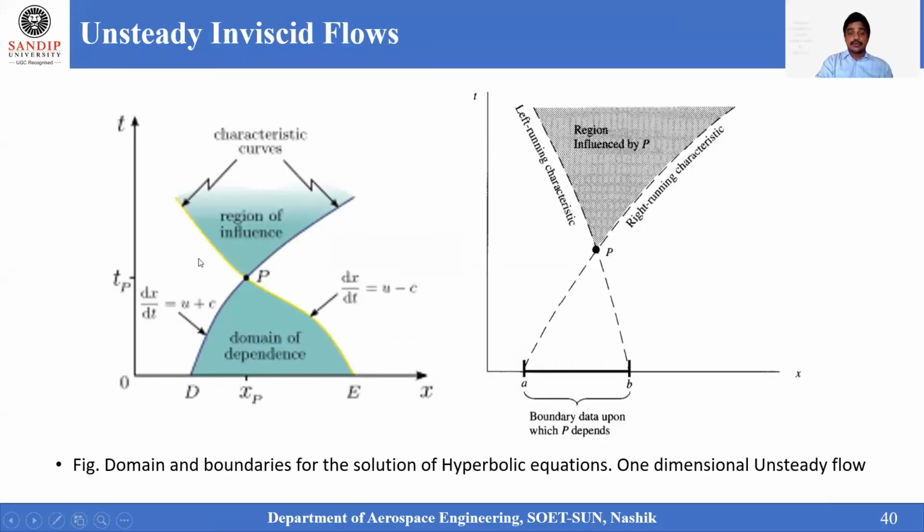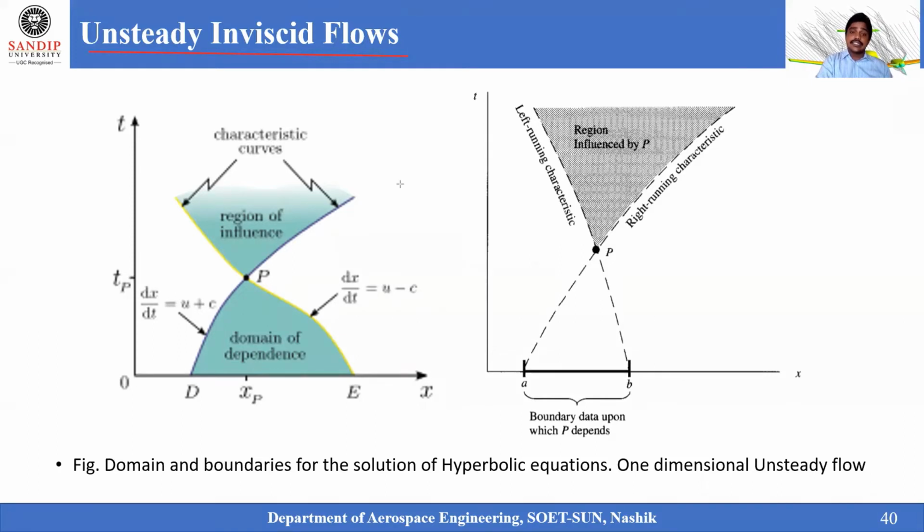With respect to the hyperbolic case, the previous case was with respect to steady flows. Now let us deal with a flow problem that has unsteady inviscid flows. Where it is having unsteady inviscid flow problems, right?